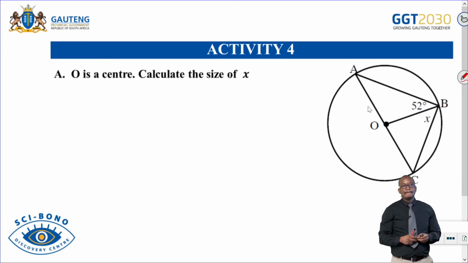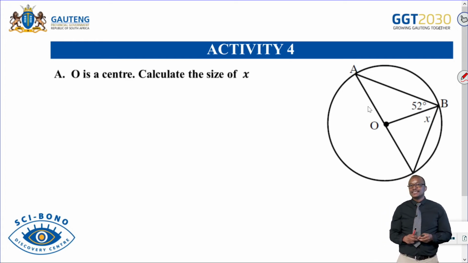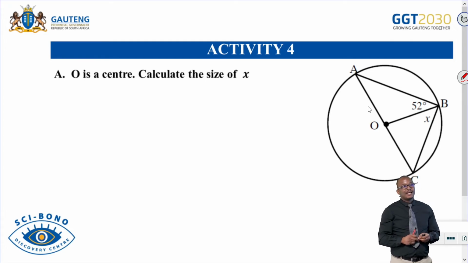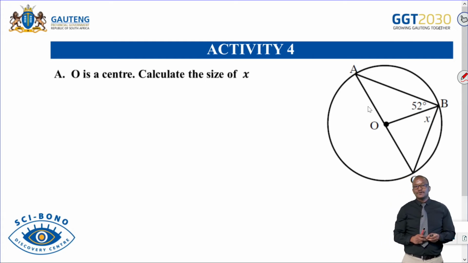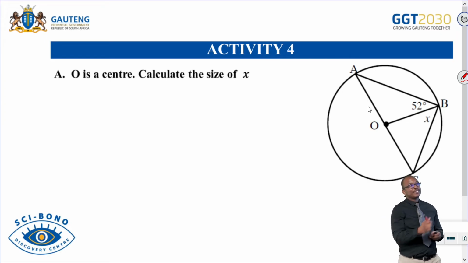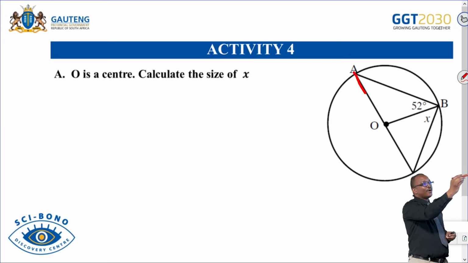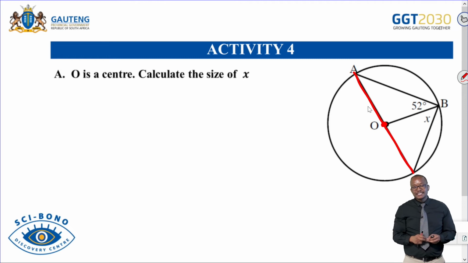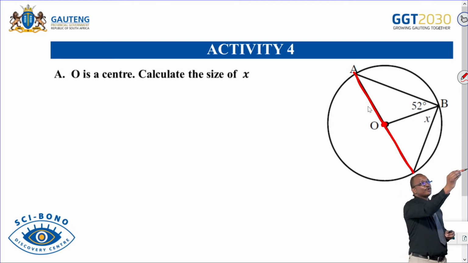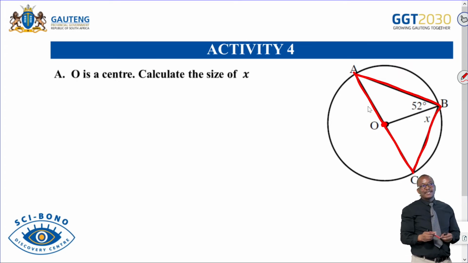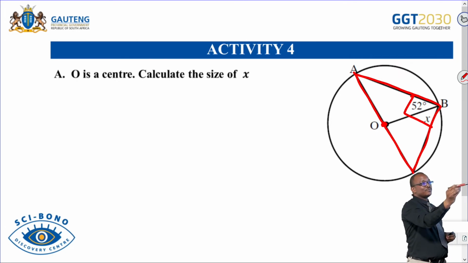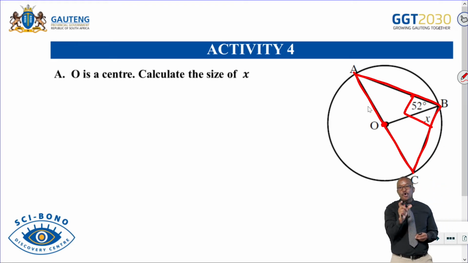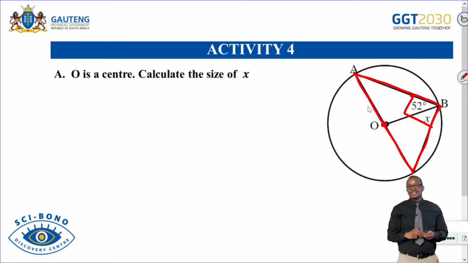O is the center. Calculate the size of x. Now, looking at this diagram, we can see that our AC is passing through the center. It is a diameter. Our AC is our diameter. And we know that the angle there that is subtended by the diameter is going to be 90 degrees. It means the whole of B is 90 degrees.